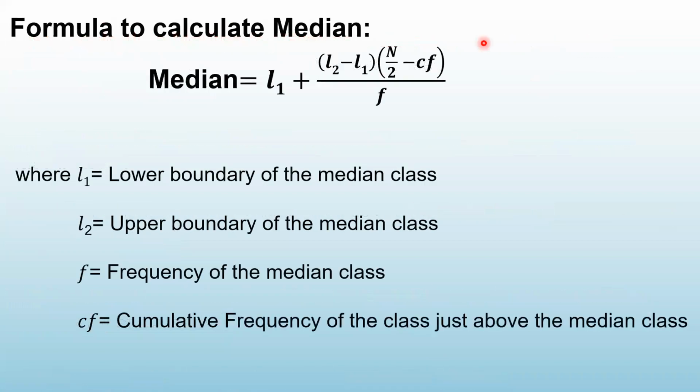So this is the formula. You have to learn this formula by heart. To calculate median, apply this formula. Median is L1 plus (L2 minus L1) into (n/2 minus CF) divided by F. Where what is this L1, L2, CF and F? L1 is the lower boundary of the median class. L2 is the upper boundary. F is the frequency. And CF means cumulative frequency of the class just above the median.